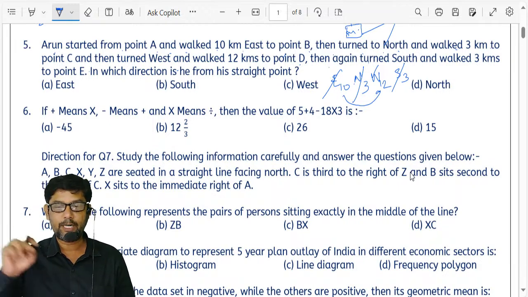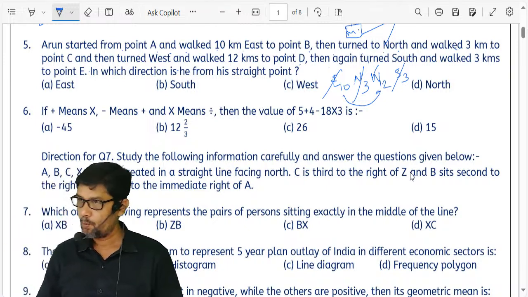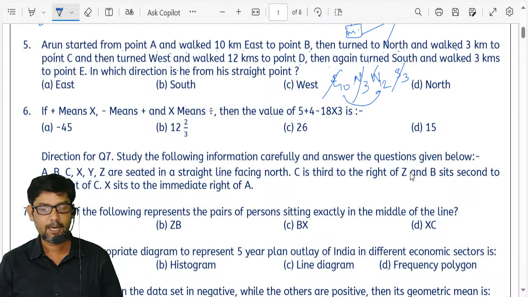See, sir, I would like to draw the diagram. You can draw the diagram and you can get it. Otherwise, directly you can have it as what? West. Are you getting west, my dear? Tell me. Are you getting west? Is it right?